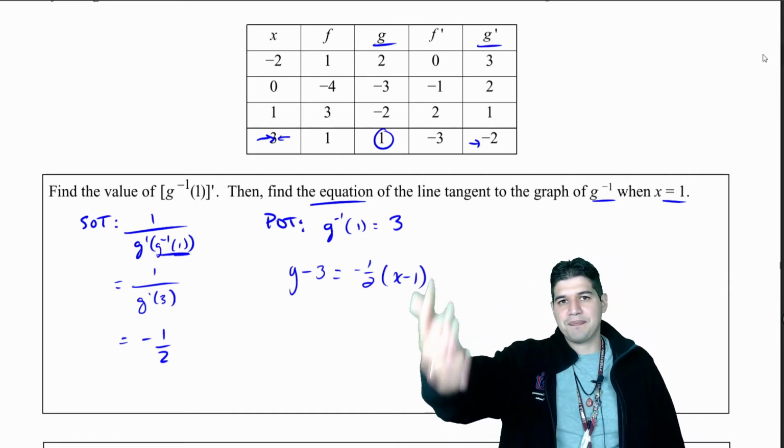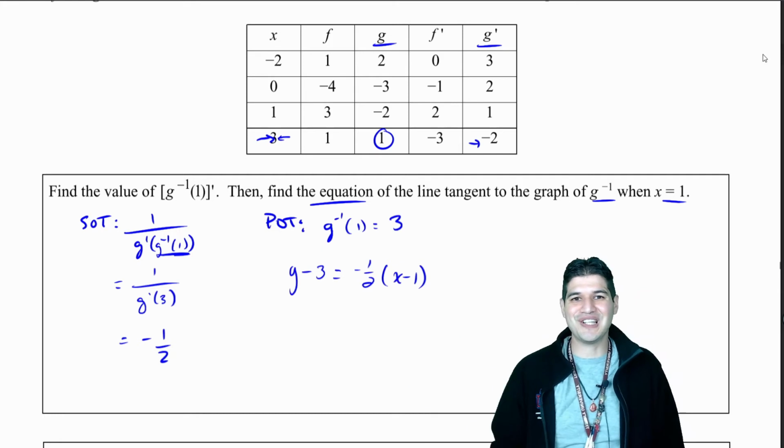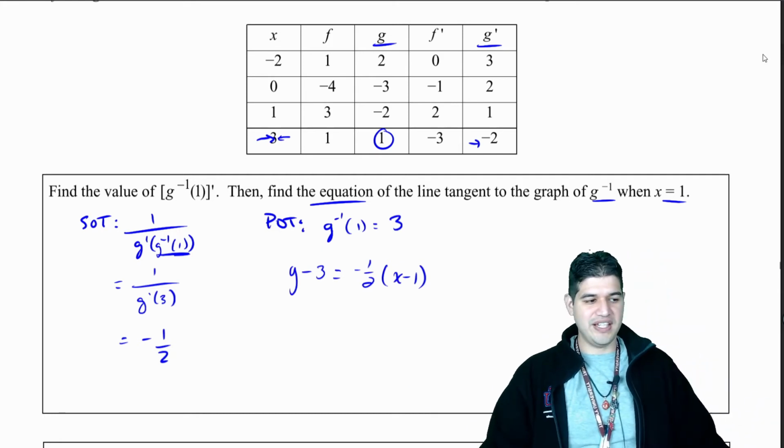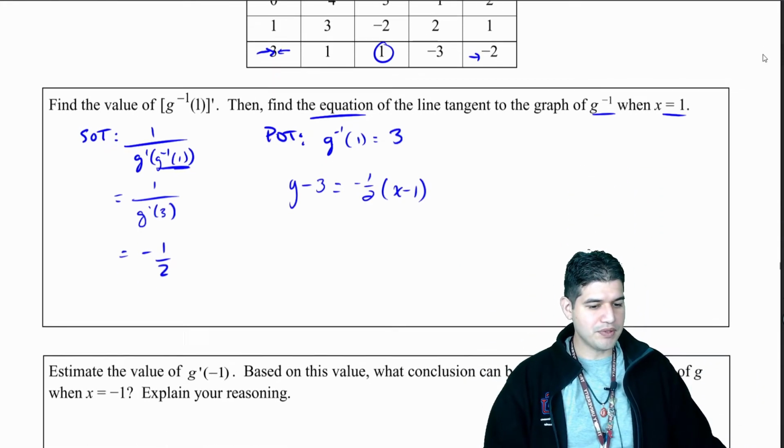So again, it's an application of what you just learned with the derivative of inverse functions, all right? So let's keep going here.